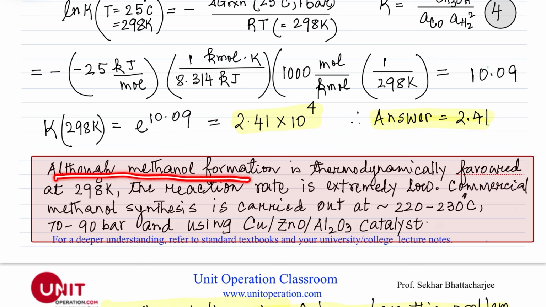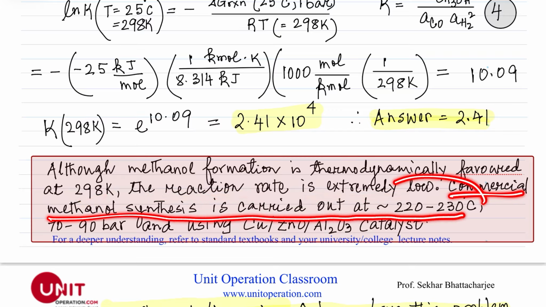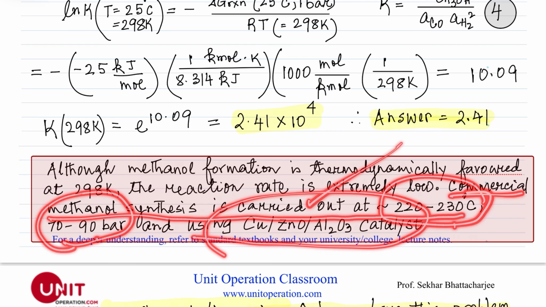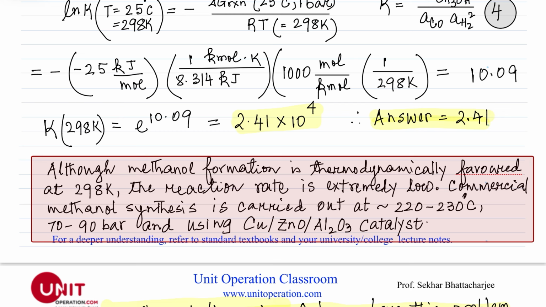although methanol formation is thermodynamically favored, that means along this direction at 298 Kelvin, the temperature is very low, almost room temperature, so the reaction rate is extremely low. Commercial methanol synthesis is carried out at a much higher temperature, around this temperature and about this pressure. We'll see why, using this particular catalyst, and there are several other proprietary catalysts. We'll discuss this in a little more detail later on.